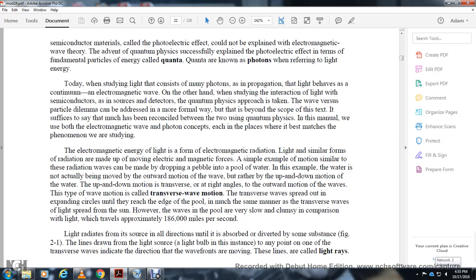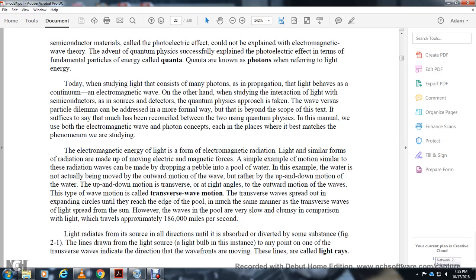Electromagnetic wave energy is a form of electromagnetic radiation. Light is a similar form of radiation made up of moving electrical and magnetic forces. A simple example of motion similar to these radiation waves can be made by dropping a rock into a pool of water. The water is not actually being moved outward. The outward motion is of the wave, rather than the up and down motion of the water. The up and down motion is transverse, at right angles to the outward motion of the wave. This typical wave motion is called transverse wave motion.